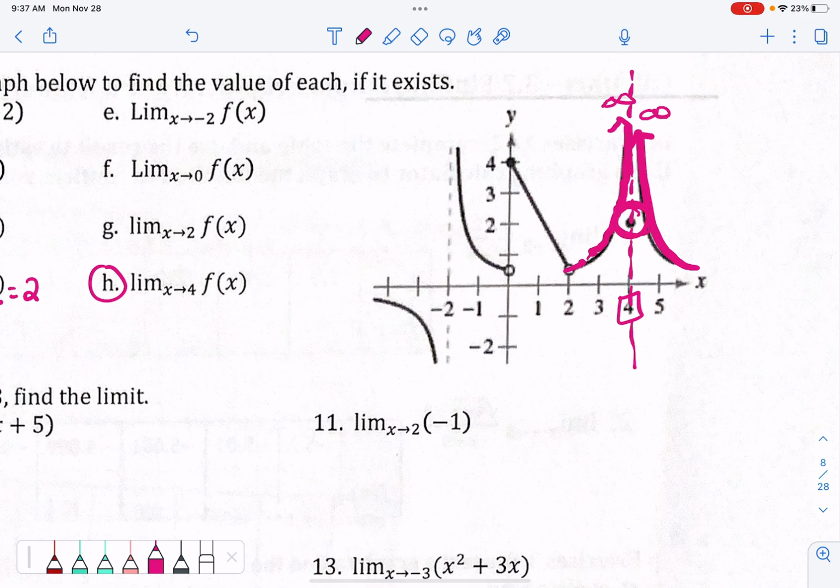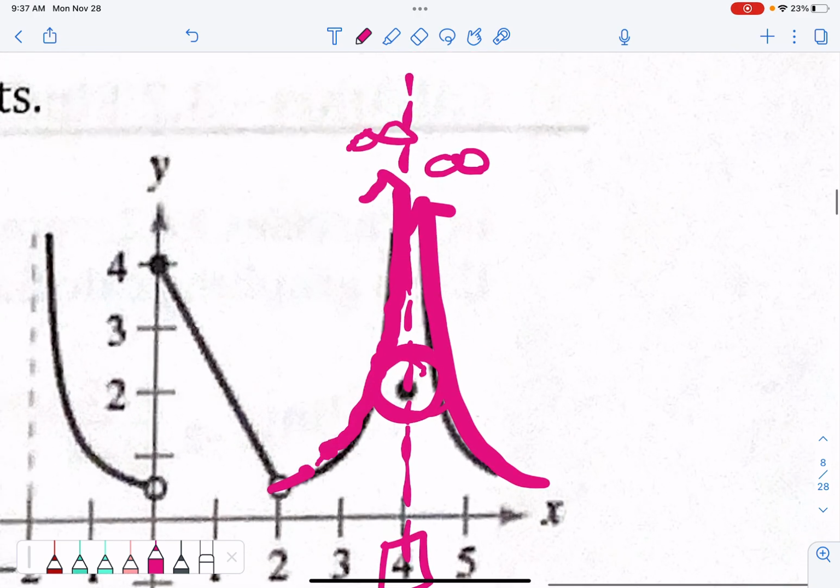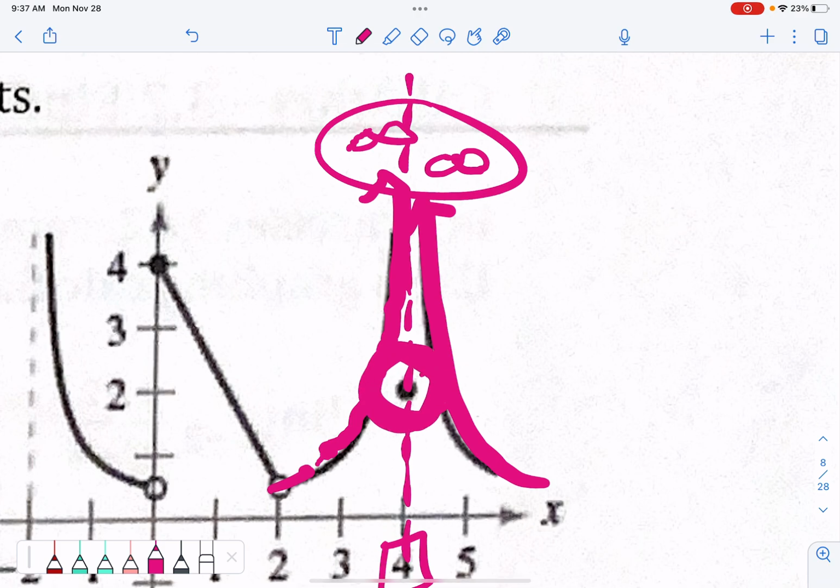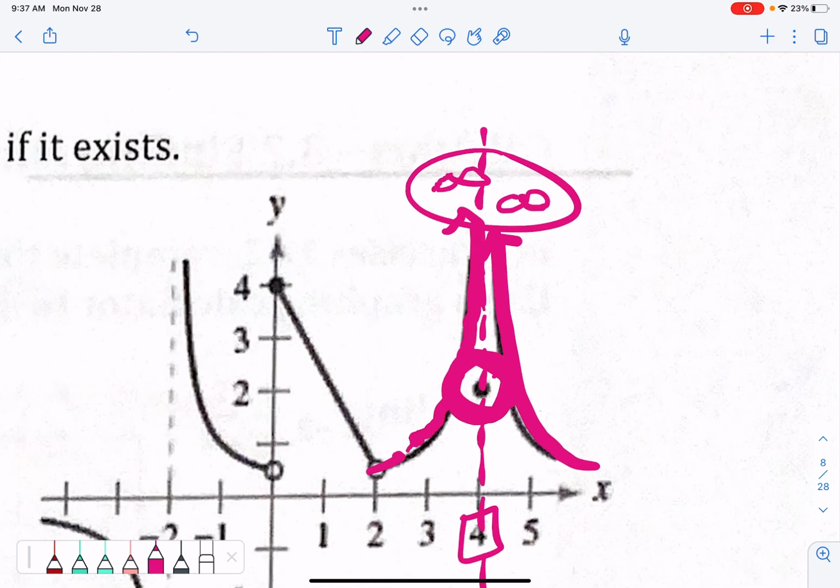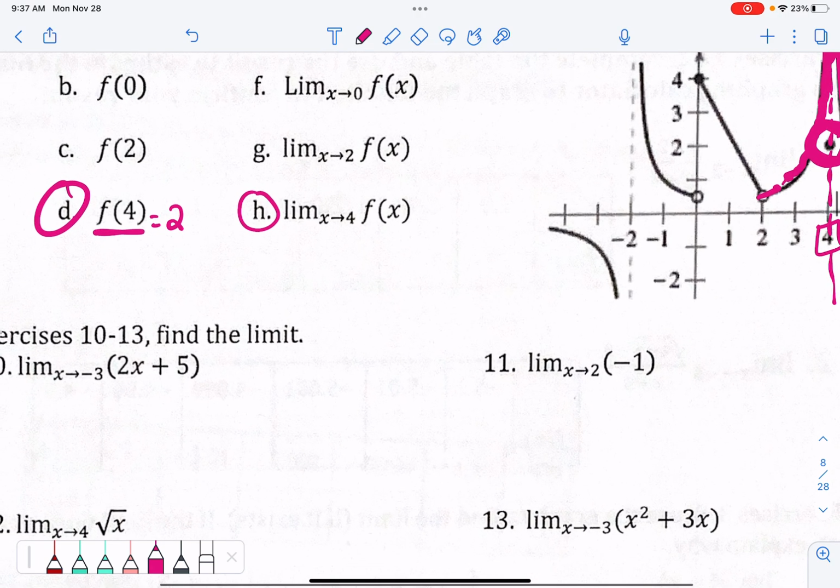So had this dot not been here, I would assume that the y-coordinate for 4 should be some infinite value, right? That's what it's leading to believe on either side. It's actually at 2, but the behavior on either side is telling me that it should be infinity. So we say that the limit is actually infinity or does not exist, because remember, if the limit's infinity, the limit does not exist, okay?